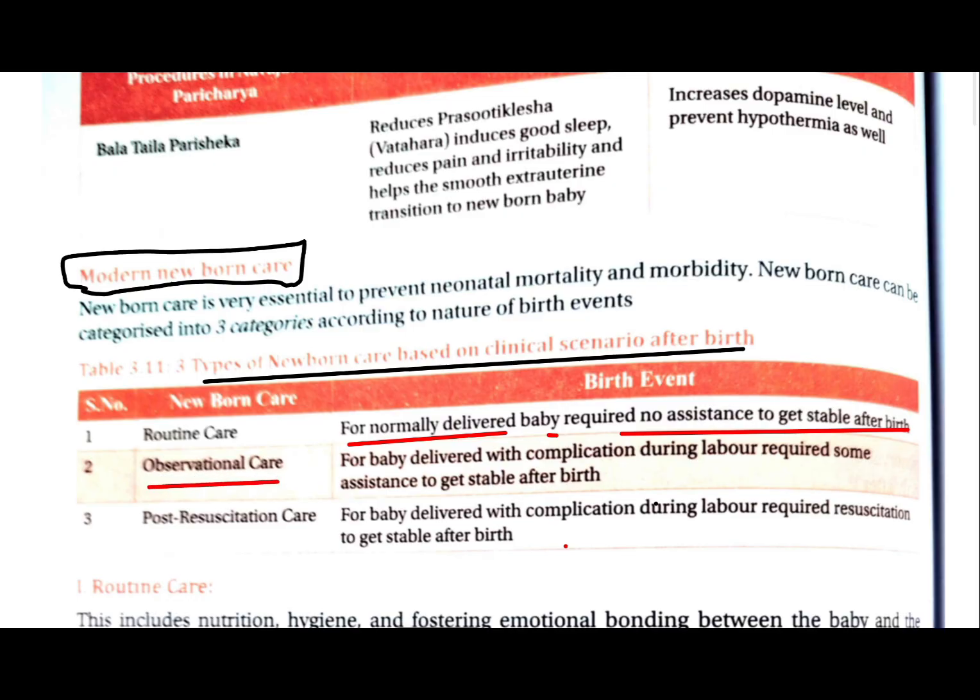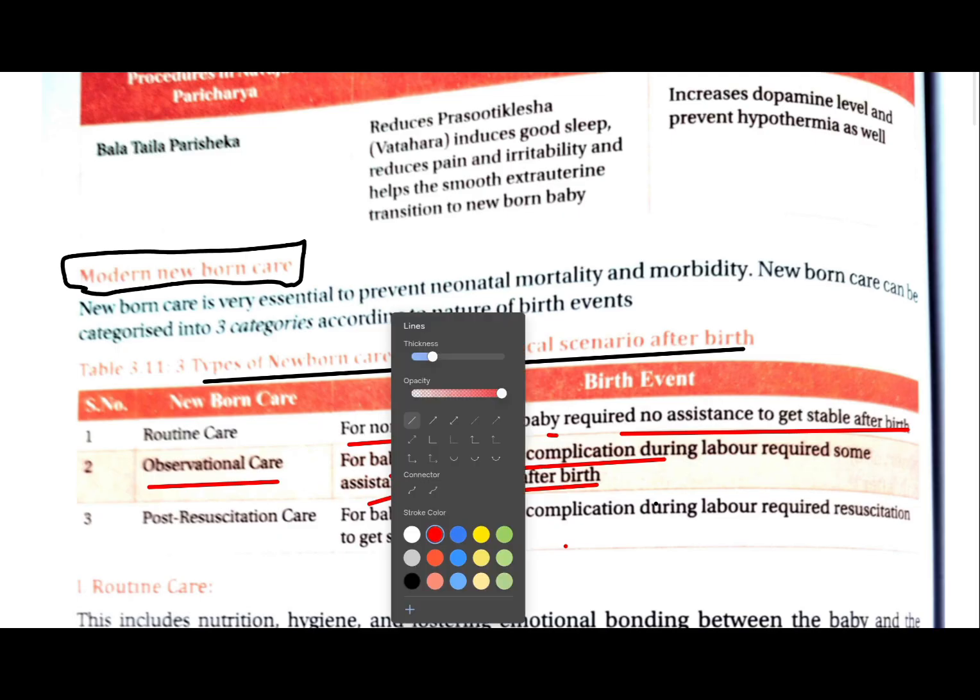So next is the observational care. What is observation? Some kind of observation is needed after the baby is delivered with a complication. Why do we need observation? Because the baby is born with some complications, so he may require some kind of assistance to get stable after the birth, right?